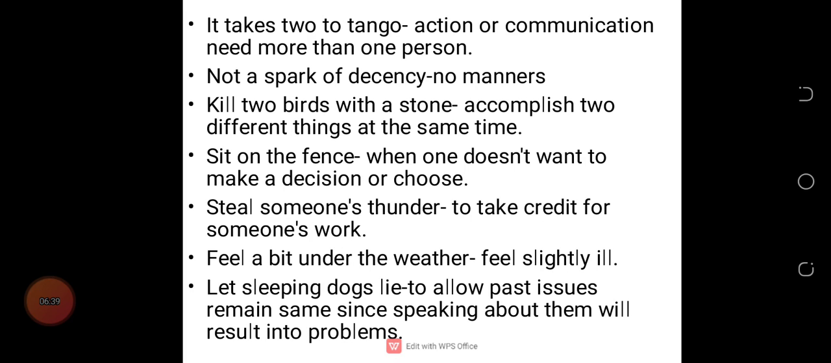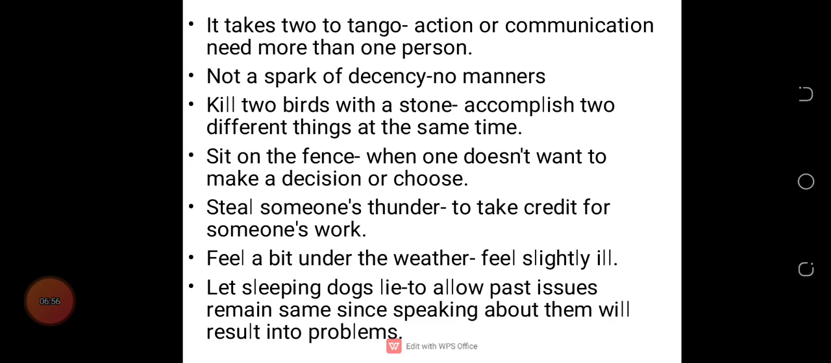It takes two to tango. It means action or communication needs more than one person. So for you to say that you have communicated effectively, you need more than you, the individual, making that statement. So that is it.